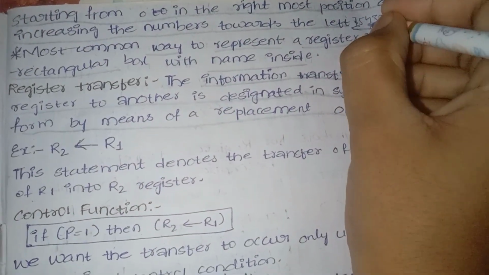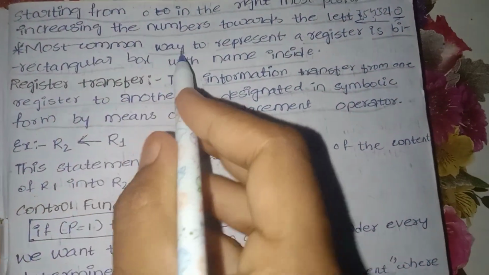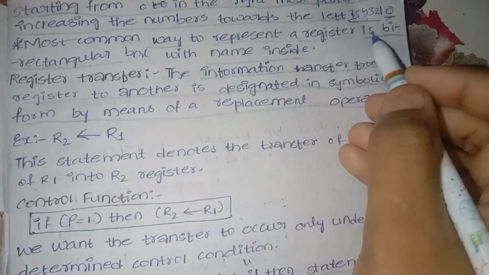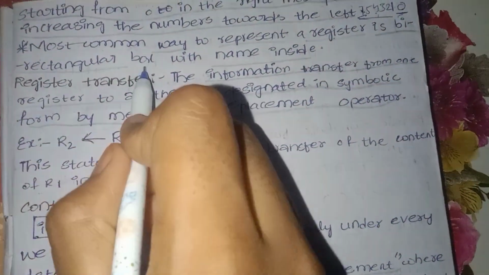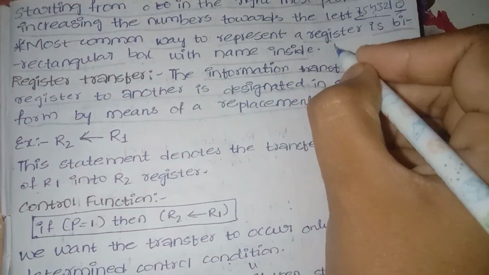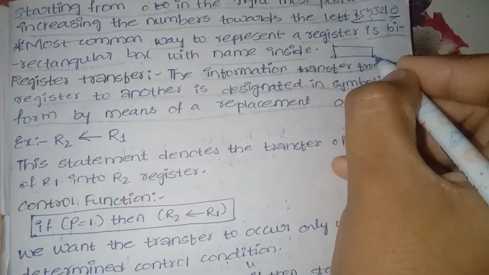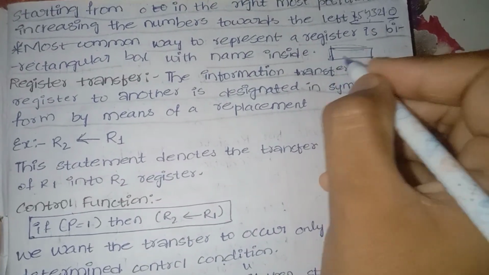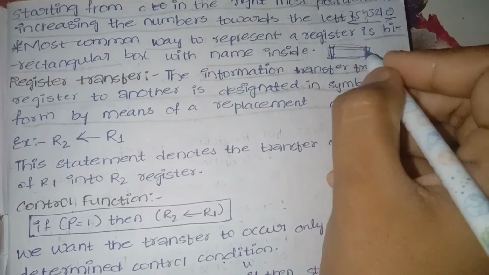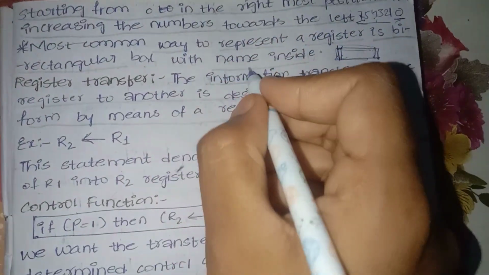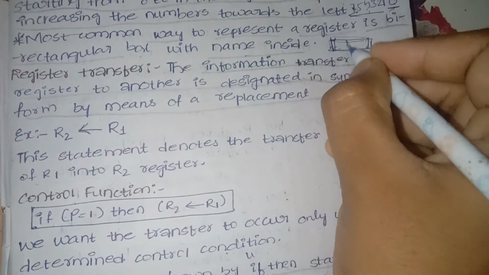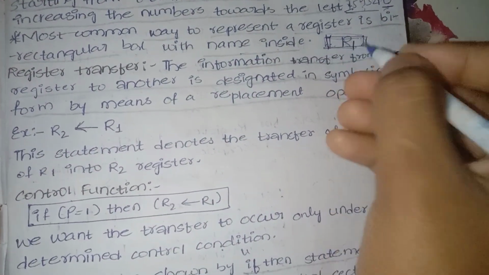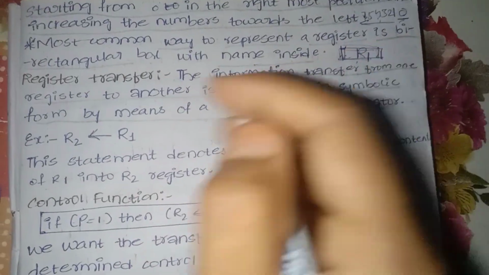This is the representation. The most common way to represent a register is by a rectangular box, a rectangle with a name inside. We represent R1 register as R1, R2 as R2, like that.